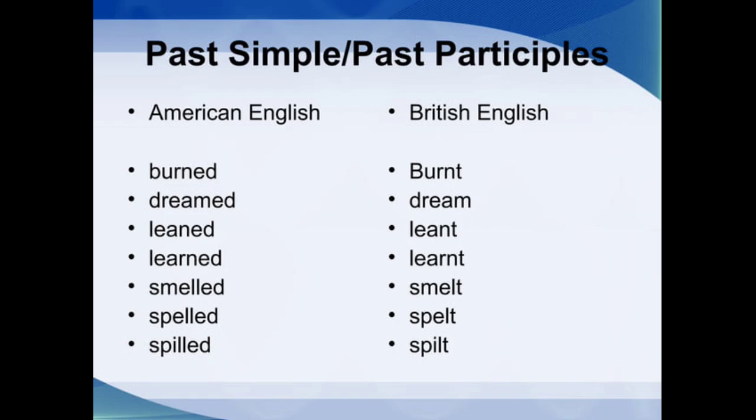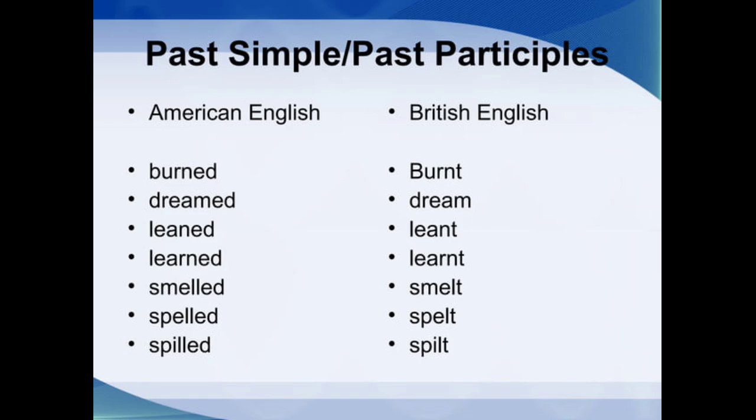Smelled American English and smelt British English. These forms represent the past simple and past participle of the verb smell in different variants. Americans often use smelled, while the British typically use smelt. Spelled American English and spelt British English. This represents the past simple and past participle forms of the verb spell. Americans often use spelled, while the British typically use spelt.